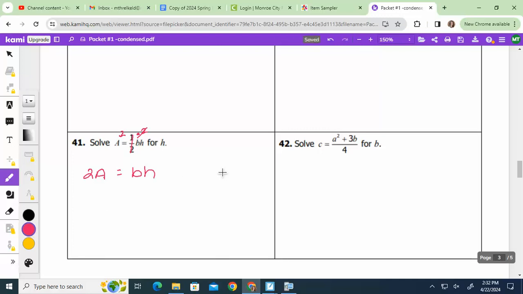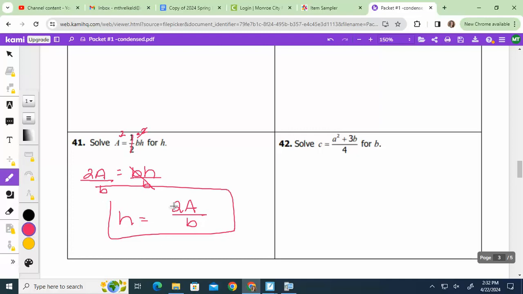So now if I ask you to get h by itself, it's multiplied with b, so we would divide. So I'm not getting a number answer here. We just rewrote this equation. So h is 2a over b. And that's all we can do. We found h.